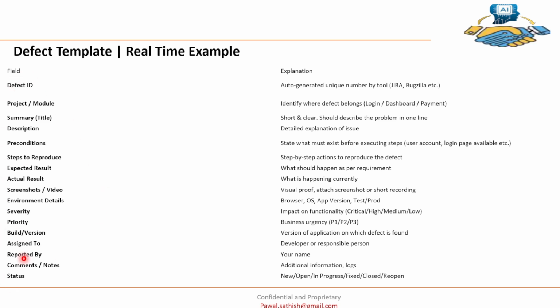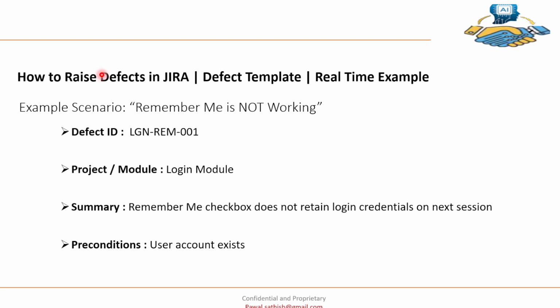Now we'll see the scenario: remember me is not working. First, the defect ID is auto-generated, as I mentioned. If not, we need to keep it unique. Then for the module name, we are selecting the login module. Now here you can see the summary. As I mentioned, it should be a one-liner and descriptive. Here the summary is: Remember me checkbox does not retain the login credentials on the next session. So this is my summary.